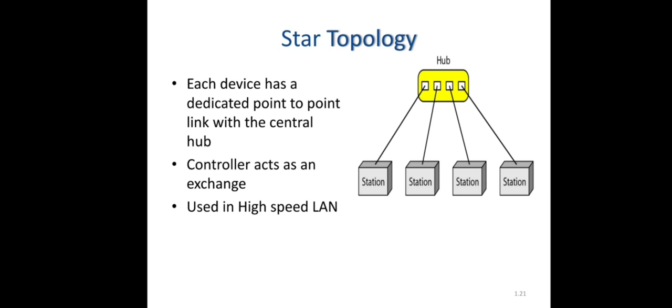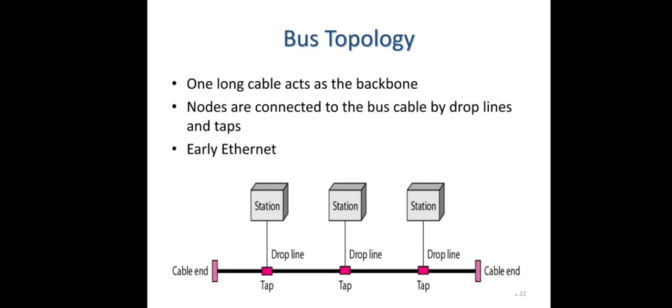So what can be the disadvantage? Yeah, the central point of failure. If the hub fails, everything fails. That's a major drawback here. And this type of topology is mainly used in high-speed LANs. Okay. Now the third type of topology is bus topology.